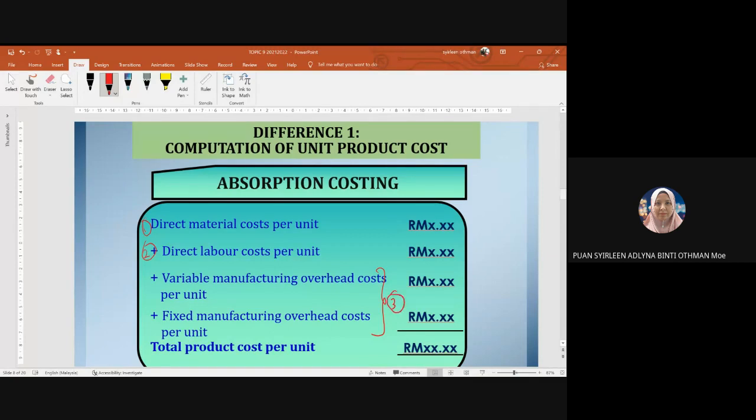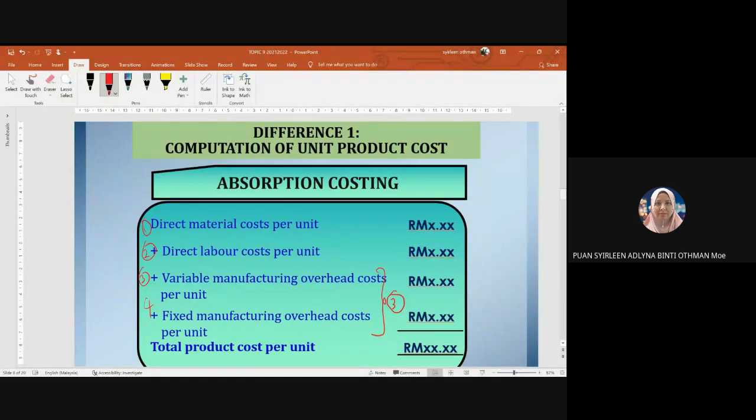Tapi bila you kira cost unit product, since we are doing absorption and marginal costing, you kena pecah siap-siap the manufacturing overhead cost tu kepada komponen dia yang tersendiri. That means kalau dia variable MOH, kita letakkan dia sekali, fixed overhead kita letakkan dia sekali. So bila kita kira cost unit product, the MOH will consist of 2 components lah. Automatically dia akan jadi 2 sebab dia adalah fixed MOH dan juga variable MOH. Okay, so ini satu item tadi kan, so dia akan jadi 3 dan 4.